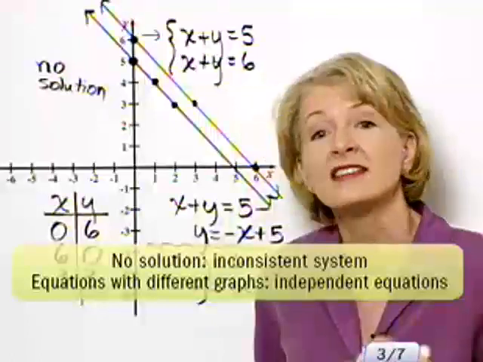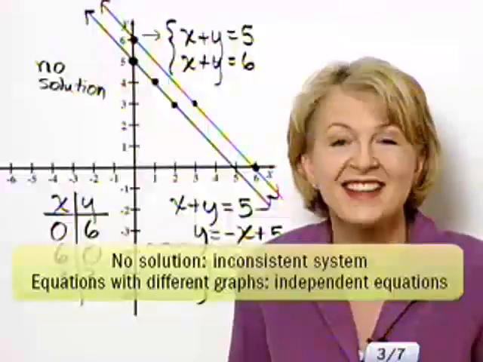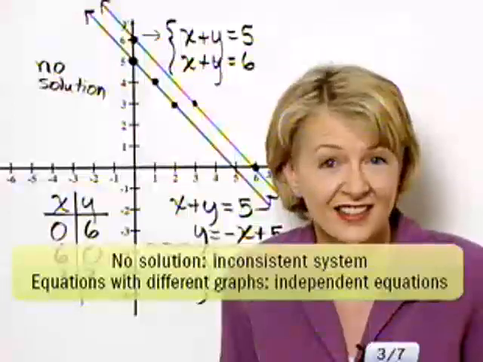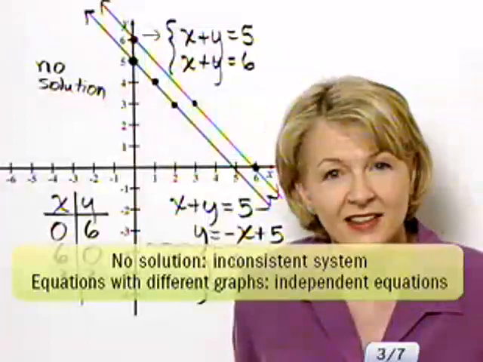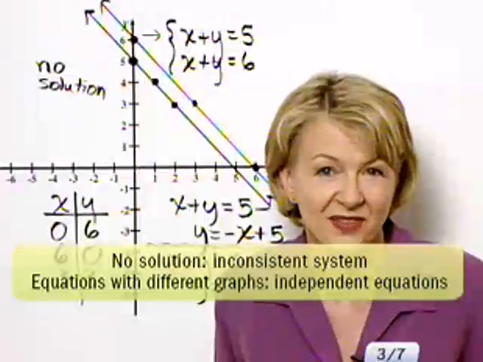Now, by the way, since the system has no solution, this is an inconsistent system, but the equations still are independent because the graphs are different.